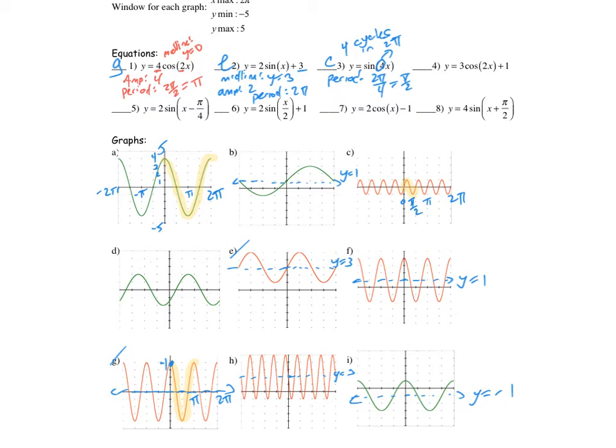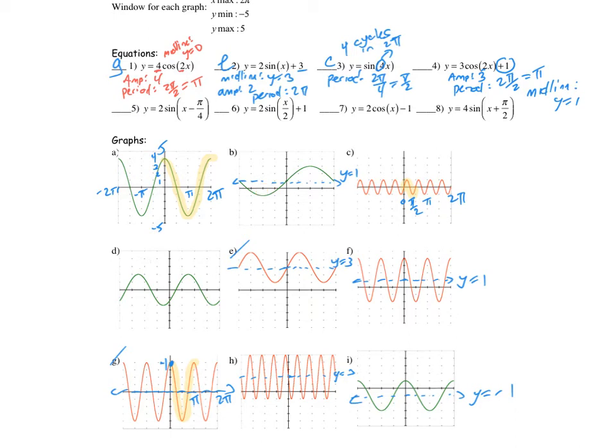Number 4. Let's see what's happening in number 4. We have an amplitude of 3. Period is 2 pi over b, which is 2, so pi. And the midline is at y equals 1 because this is shifted up 1. So first I'm going to look for graphs that have a midline at y equals 1. So that is B or F. So that's what we're distinguishing between.